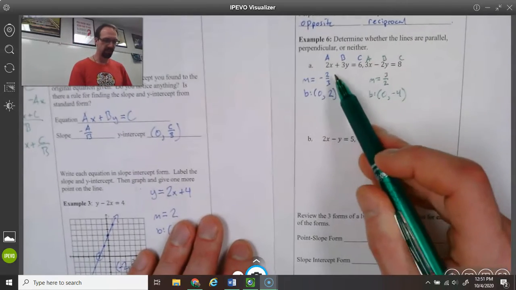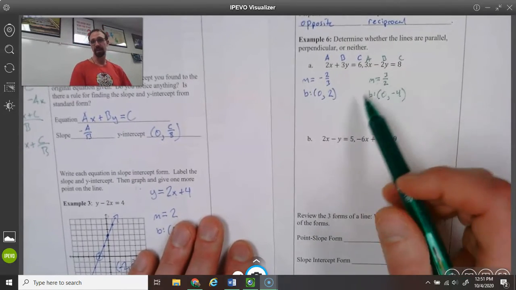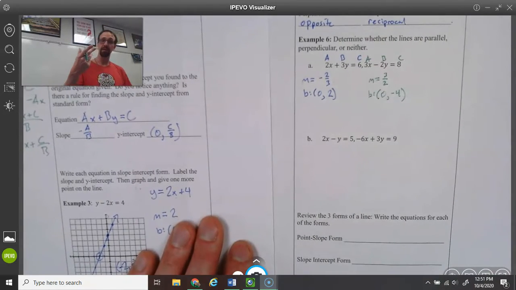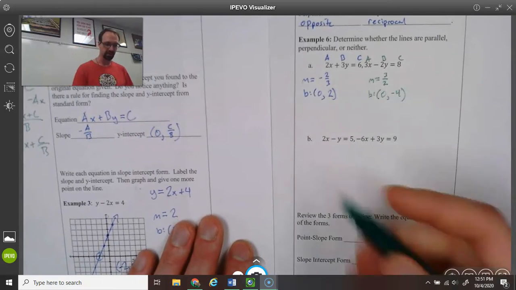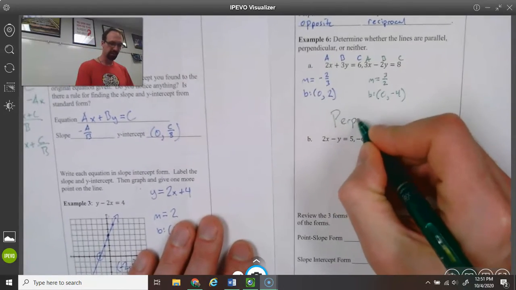Now these have slopes that are opposite of one another, and then the next thing to check is if they're reciprocals. If you change the numerator and denominator to get that value, they are. So these lines are perpendicular.